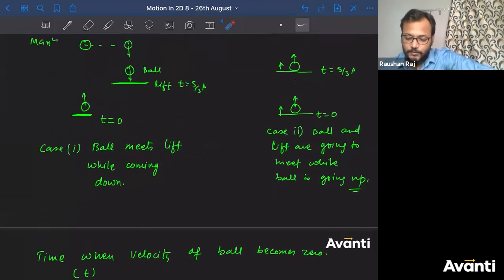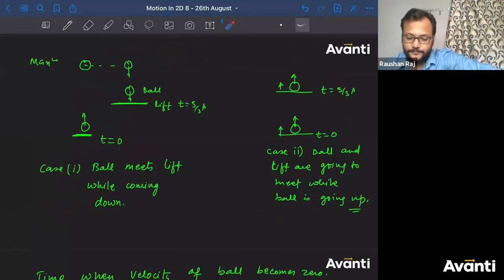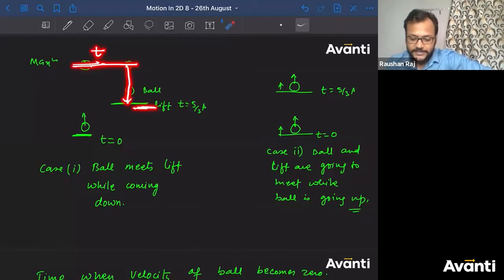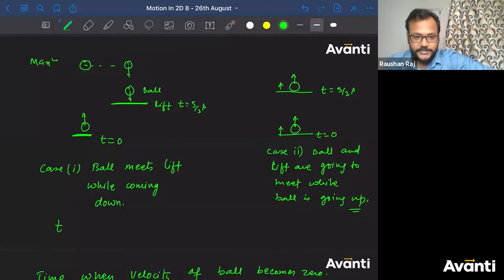इसका meaning क्या है? Case 1 or case 2? If the time taken to reach maximum height is greater than the time taken by the ball and lift to meet each other, then that is nothing but case 2. Think about this now. This is the time t here. When the ball is meeting at 5 by 3 seconds, after reaching the maximum height, then again it has to travel here. So in this case, I'll say t is less than 5 by 3 seconds.